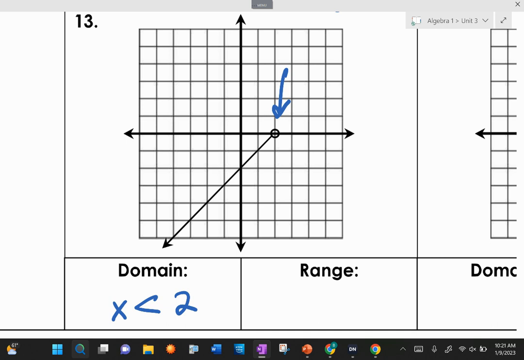Malcolm, what'd you get for the range? You fools aren't going to get to sit back there anymore if you don't start working. Okay. Winter, you and Audrey, figure out the range. What do we get? Oh, wow. We're going to have to put up the markers. They're too distracting. Ryan, what'd you get for the range on number 13? Y is less than 0.